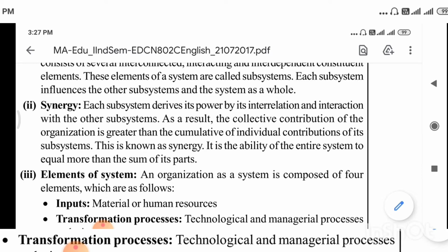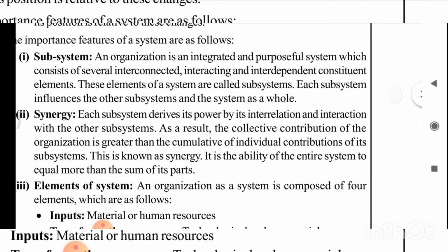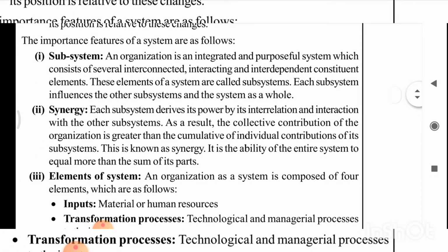So just imagine what synergy means. If one task is there and one person alone is doing that task, it will take more time. And if the same thing can be done by a group of people, if 10 people are doing it, they will achieve their goal faster than an individual doing it. The same thing is happening here. In subsystem we are talking about the individual person, but in synergy we are talking about when the group is working together. So that becomes a kind of superpower, an extra energy. This is known as synergy. It is the ability of the entire system to equal more than the sum of its parts.